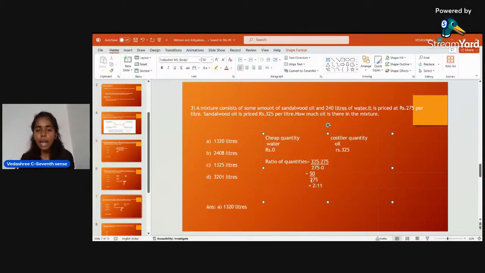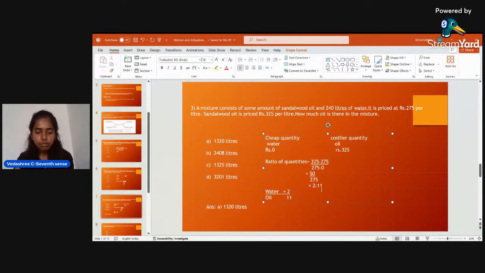Now here we need to calculate the quantity of oil, not the ratio. To calculate the quantity of oil, we'll use a formula: the quantity of water divided by the quantity of oil is equal to 2 divided by 11. The ratio is given right here: 2 is to 11, which is nothing but the fraction 2 divided by 11. So the quantity of water divided by the quantity of oil is equal to the ratio of both quantities, 2 divided by 11.